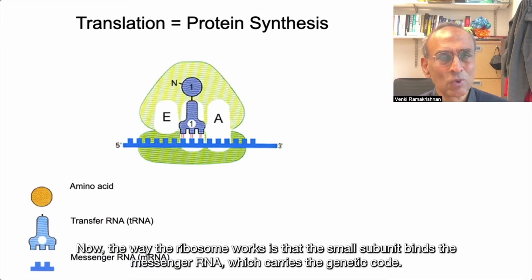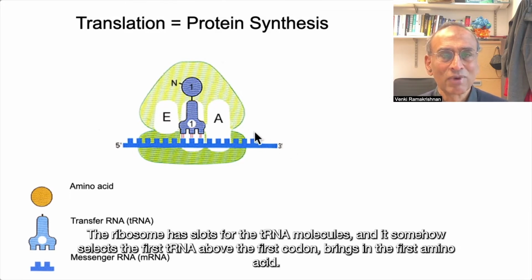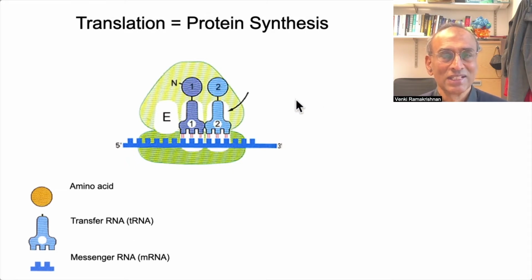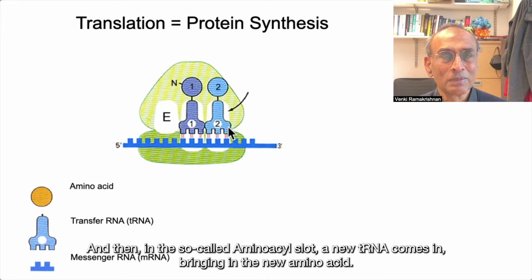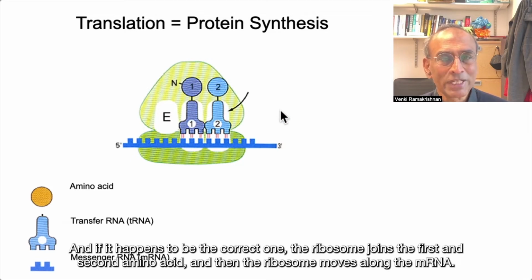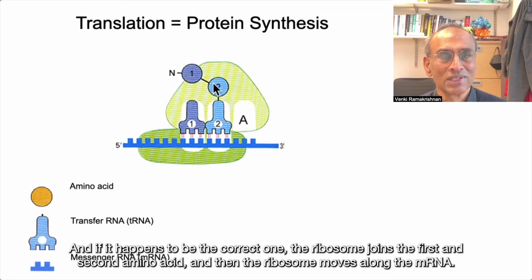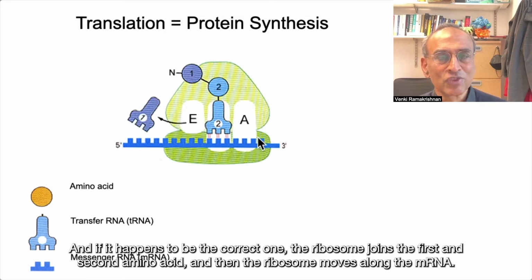Now, the way the ribosome works is that the small subunit binds the messenger RNA, which carries a genetic code. The ribosome has slots for the tRNA molecules, and it somehow selects the first tRNA above the first codon, brings in the first amino acid, and then in the so-called aminoacyl slot, a new tRNA comes in, bringing in the new amino acid, and if it happens to be the correct one, the ribosome joins the first and second amino acid, and then the ribosome moves along the mRNA.